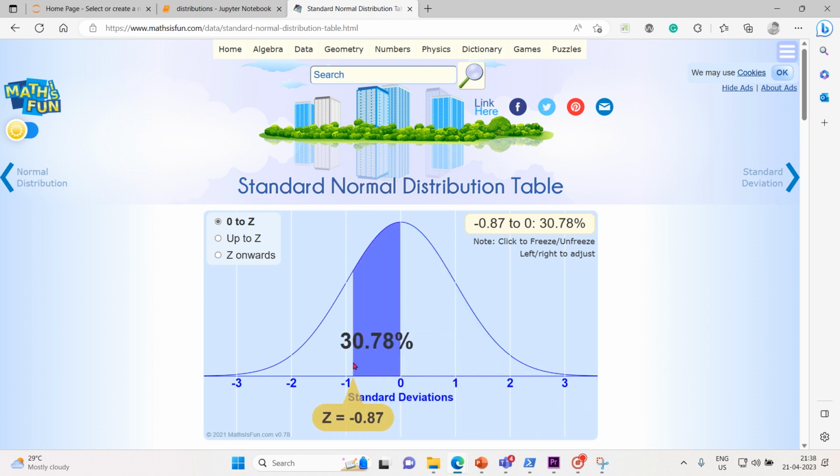Similarly, if I go to the negative side, if my Z score is minus 1.01, my probability is still 34.38 percentage. If it is minus 2, my probability is 47.72 percentage, and minus 3 is 49.87 percentage. This is from 0 going left side and going right side, and other ways up to Z.